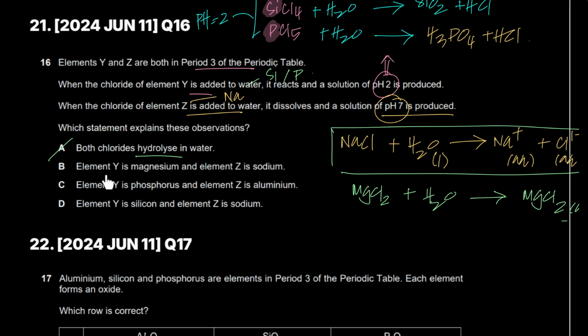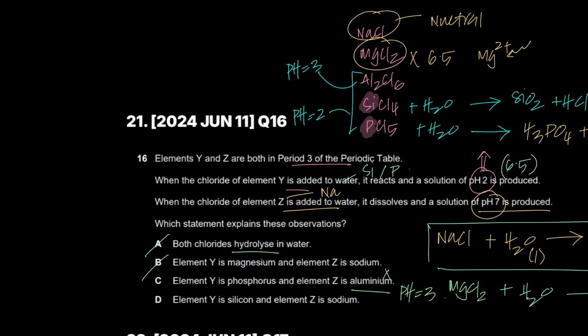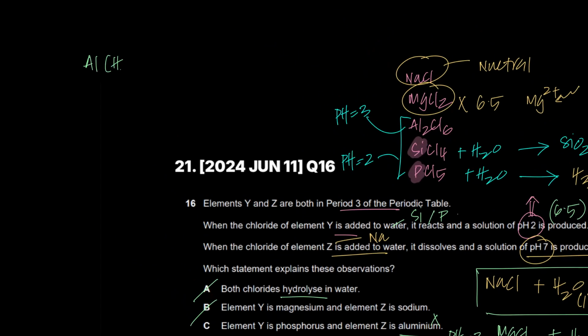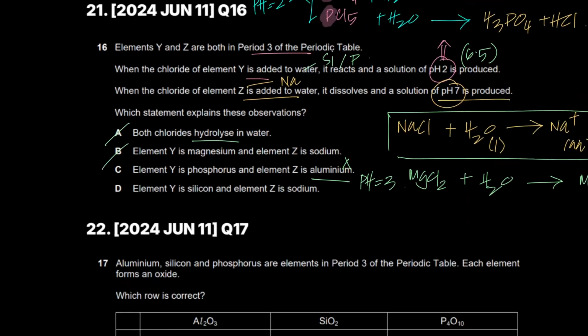Element Y is magnesium and element Z is sodium. Y can't be magnesium, because magnesium chloride dissolved in water gives a pH of 6.5. So B is wrong. Element Y is phosphorus and Z is aluminum. Z can't be aluminum, because aluminum gives you about a pH of 3. You all know this, right? If you take aluminum chloride and add it to water, it forms [Al(H2O)6]3+, which extracts a hydrogen ion to give [Al(H2O)5OH]2+, and the charge is 2 plus now because a hydrogen ion is extracted. This hydrogen ion can react with the chloride ion in the solution to give you HCl. But that's that. So C is also wrong.